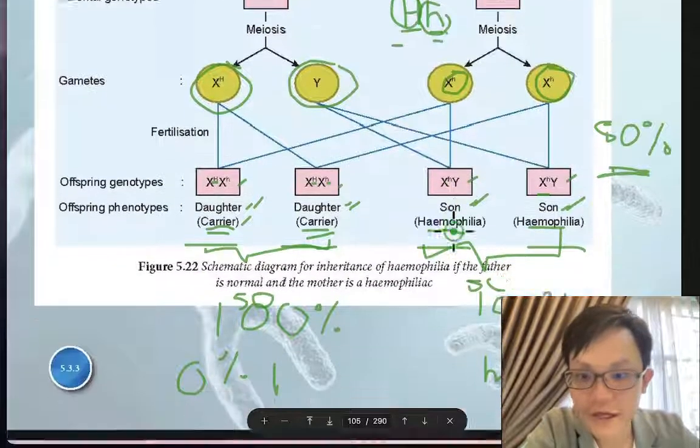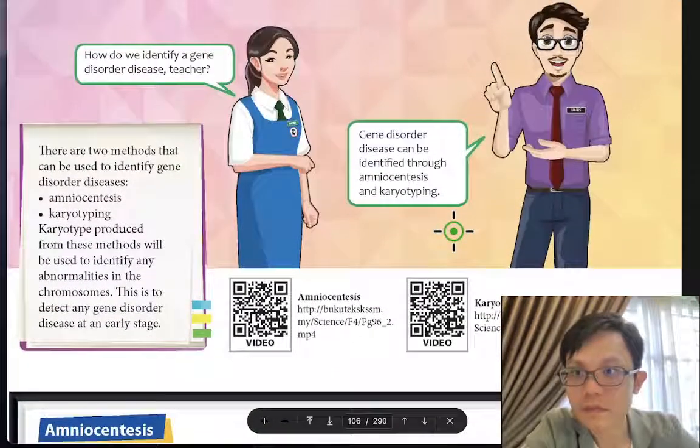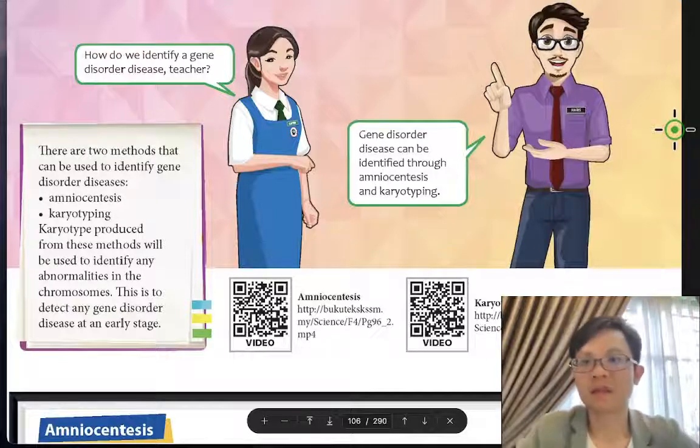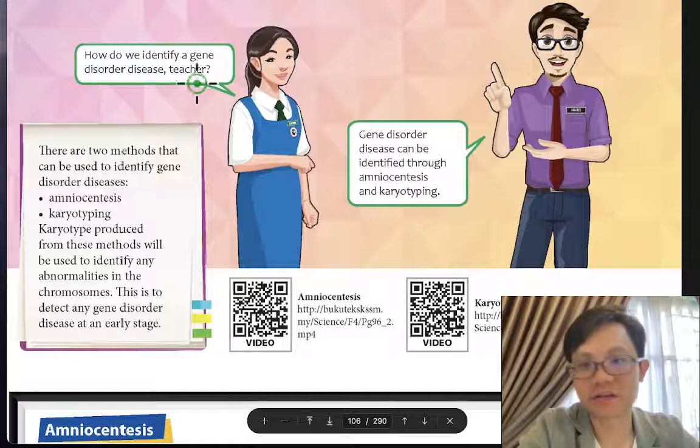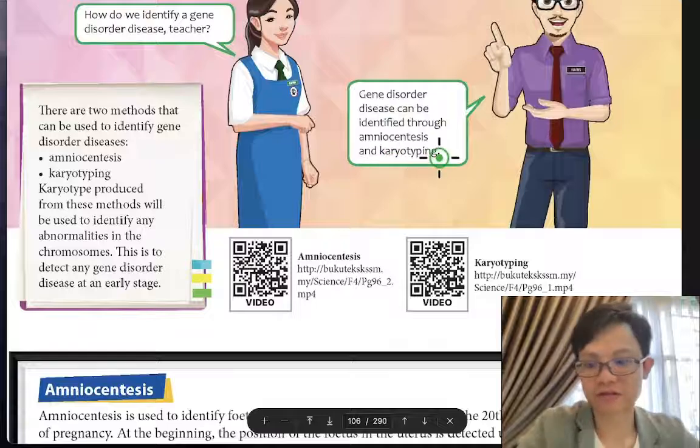Okay, where was I? How do we identify gene disorders? Okay, so of course gene disorder diseases can be identified through hemosynthesis.